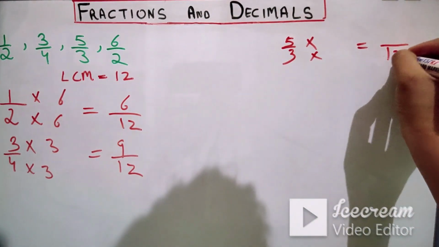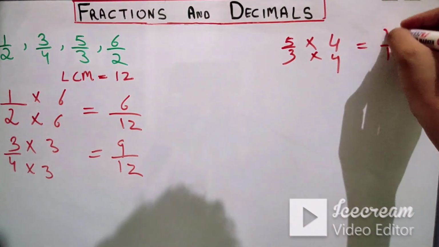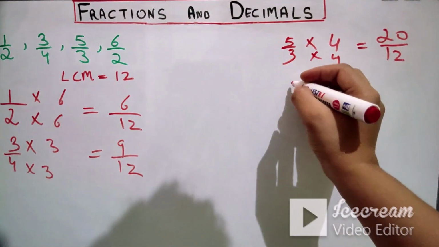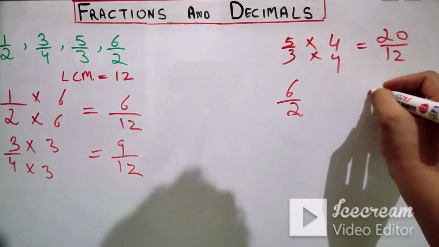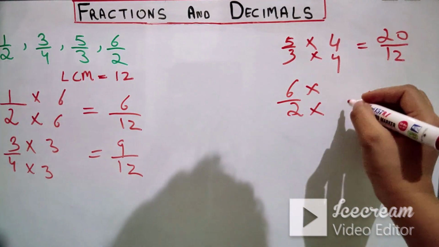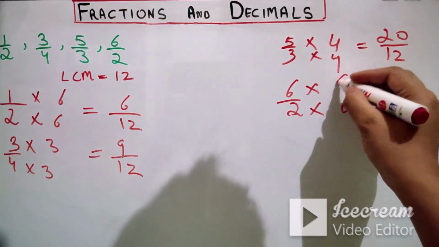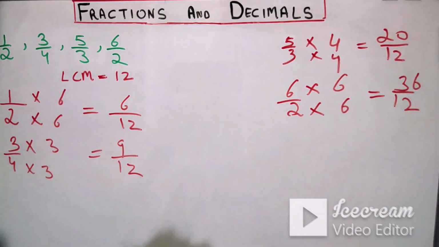So how could we get the 12 over here? By multiplying 4 on both the sides. So we will get 20 by 12. The next fraction we have is 6 by 2. Now how will we get 12 as the denominator? By simply multiplying the denominator by 6. Similarly, we will do the same with the numerator as well. So this is 36 by 12. So we have got all the 4 fractions.